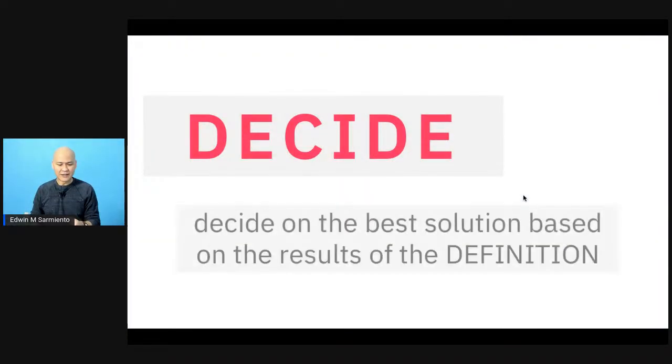The second D is to decide on the best solution, based on the results of the definition. And the key thing here is, first, knowing what the solution is. And if you know what the business requirement is, then it is easy to choose between which features. But it has to start with the definition first, right?